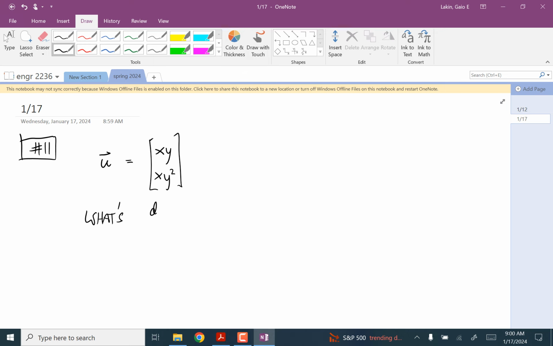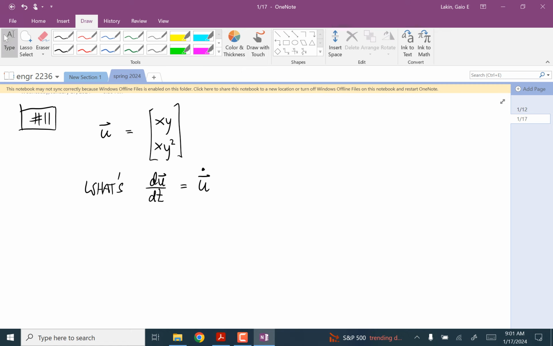But we're trying to come up with an expression for du dt. So we're trying to find du dt. Another name for that is u dot. So always remember that's what the dot means. You're going to see that all the time in this class. And we want to do it in terms of x, y, x dot, and y dot. Okay.